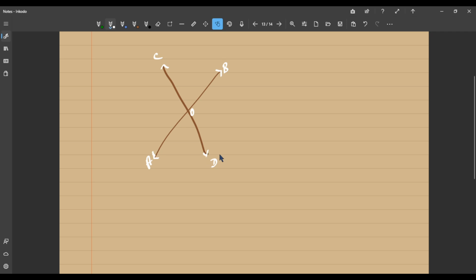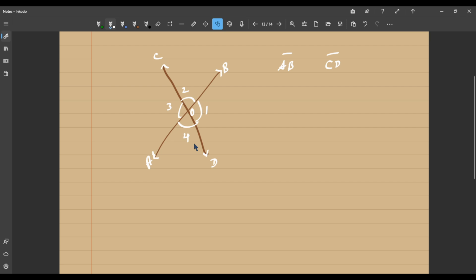Now we are concerned about the angle which it makes at O. The angle which line AB and line CD make at O, in fact they make 4 angles at O. Let's call these angle 1, angle 2, angle 3 and angle 4. Is there any relationship between these angles? This is what we are going to explore now.